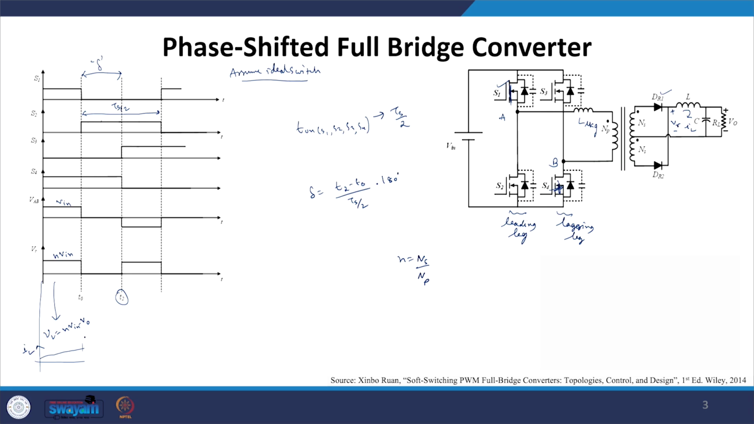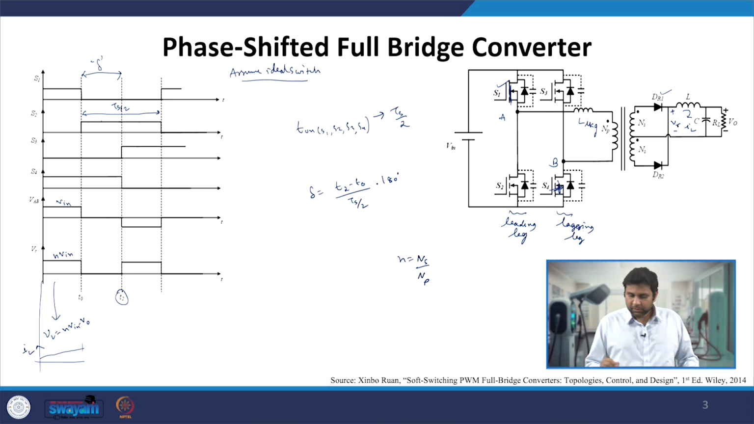So, the inductor current will rise linearly, something like this, with a slope of N Vin minus V naught by L. Then what happens between T0 to T2 is that we have turned off our S1 and turned on our S2 switch, and our S4 is still on. We do not turn off the S4 switch the moment we turn off the S1 switch. We push the turning off of the S4 switch by a certain angle delta. During that time, S2 and S4 are on.